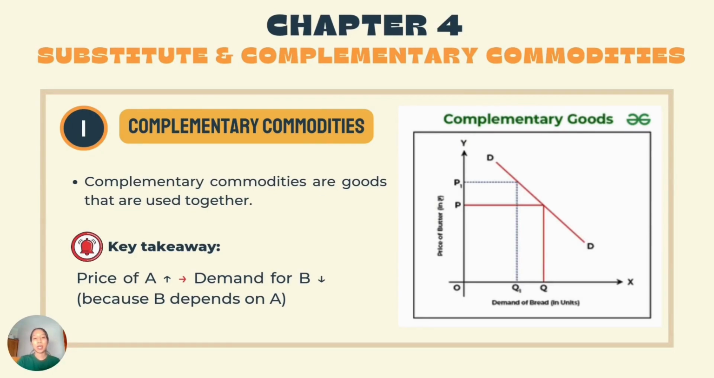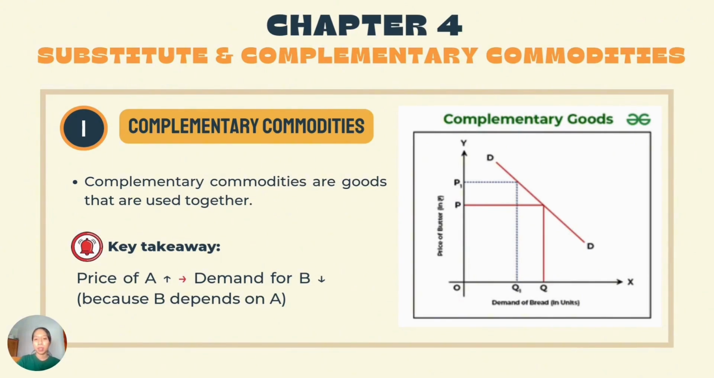For the complementary commodities, it is different. These are the goods that are used together. So when the price of product A increases, the demand for B no longer increases. Now it decreases. Price A increases, demand for B decreases. So as you can see on the graph here, I take the example of butter and bread because these two goods are commonly used together. So the x-axis is the demand of bread and the y-axis is the price of butter.